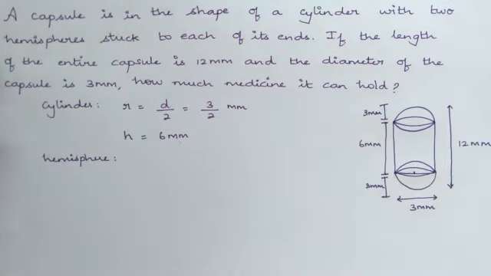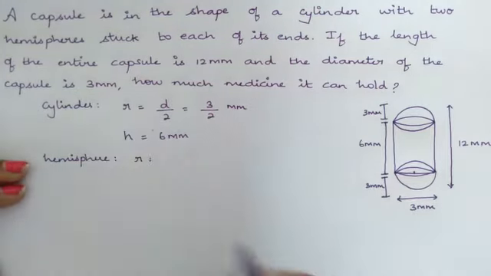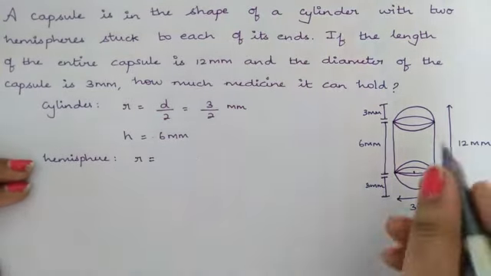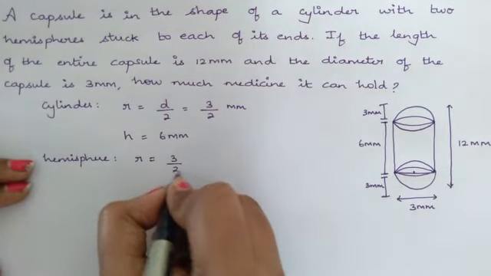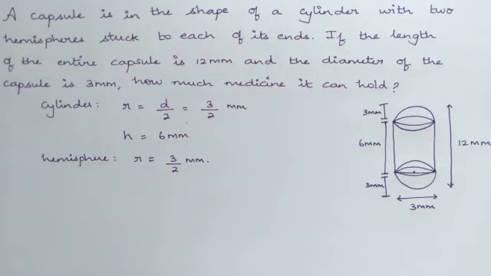Okay. Now for the hemisphere, what's the volume formula? 2 by 3 pi r cube. So we need to talk about the radius alone. What will be the radius of the hemisphere? It is going to be 3 by 2 millimeter. That's it. Okay. So we are done with the dimensions of the cylinder and the hemisphere now.